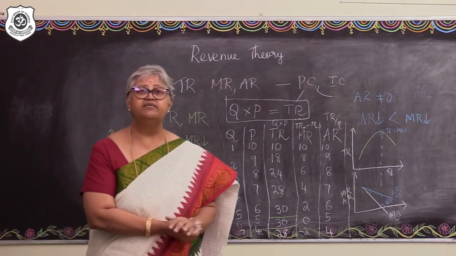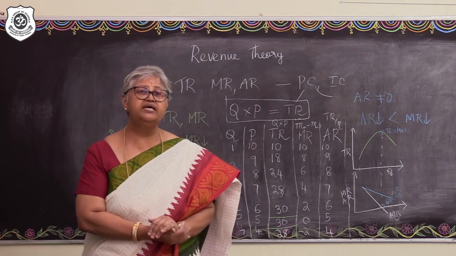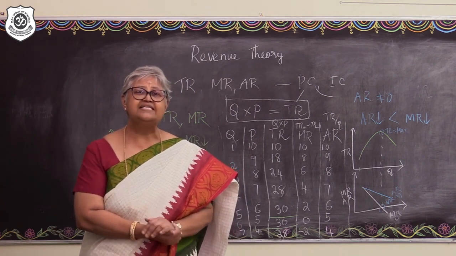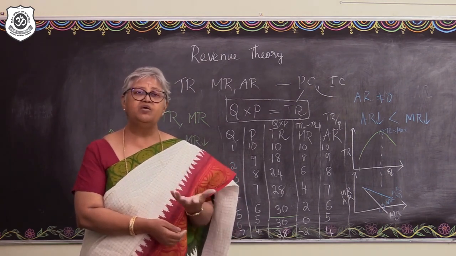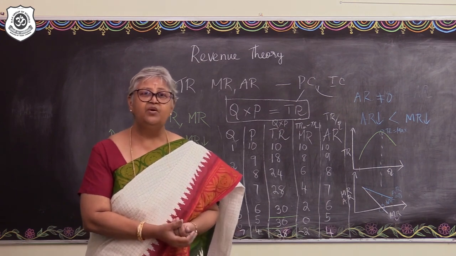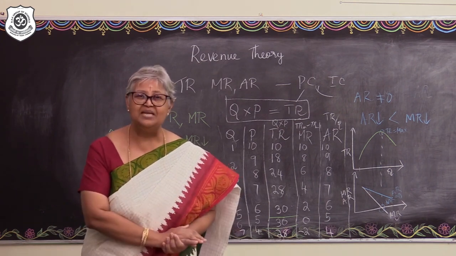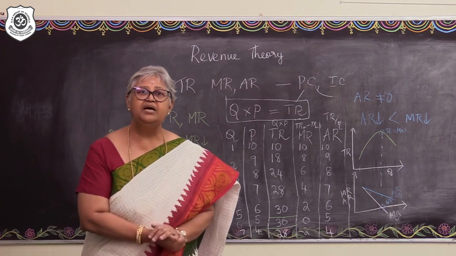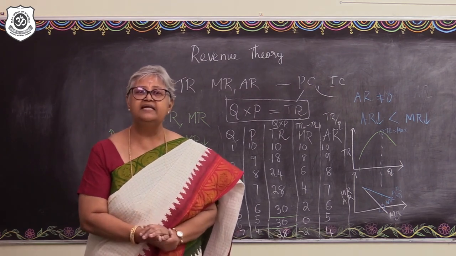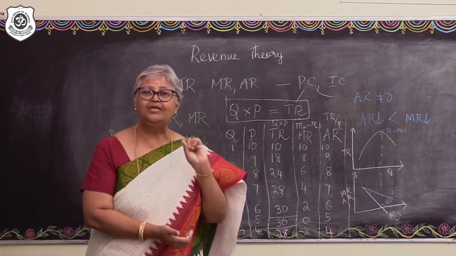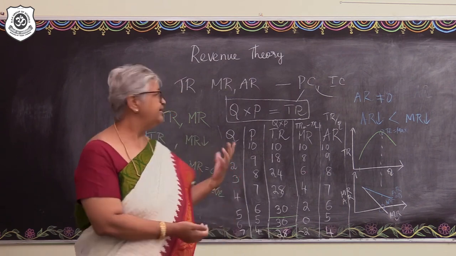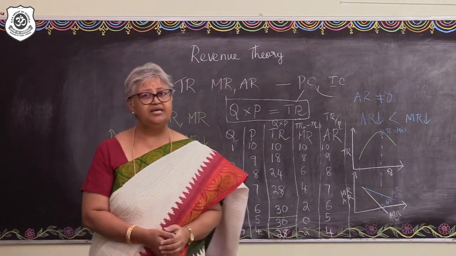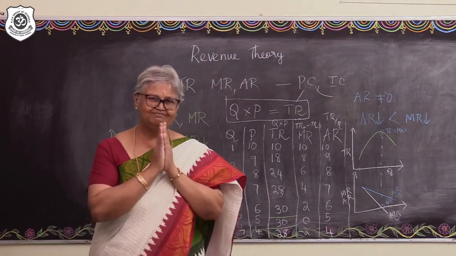Now there is another important theory in micro to understand whether profit can be maximized or whether losses can be minimized. So in the upcoming class, we will understand the producer equilibrium theory. So we are done with the revenue theory. Hope you understood. Namaste.